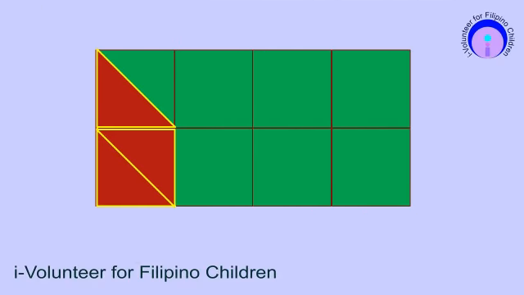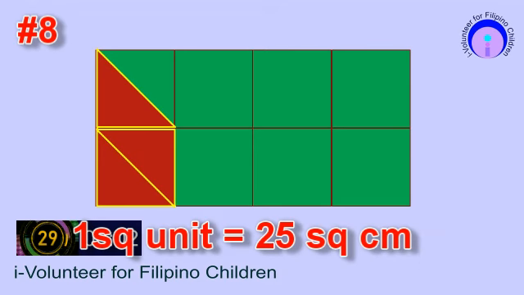Item number 8. If 1 square unit is equal to 25 square centimeters, what is the area of the red shaded part? You still have 5 seconds to finish.